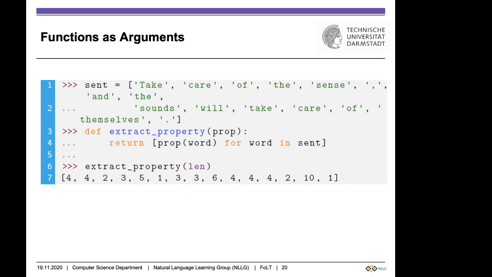And also we see here we can input an inbuilt Python function as a parameter to a particular function. For example, here we can pass a length function into the extract property function that we defined. As a result, we can get a list of the length of every single word in the given sentence.